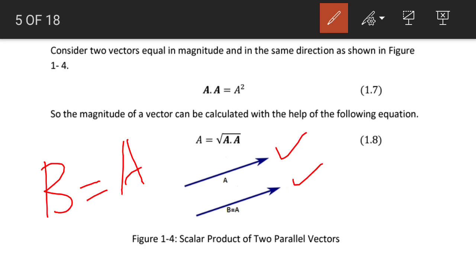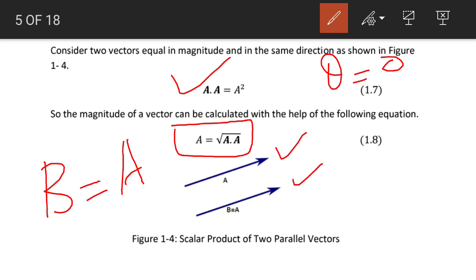So definitely A dot B will be equal to A dot A, and A dot A will be equal to the magnitude of A multiplied by the magnitude of A multiplied by cos of the angle between these two vectors. And we know that the angle between these two vectors is 0, so cos of 0 will be equal to 1. So A dot A will be equal to A square, and we can calculate the magnitude of this vector with the help of equation number 1.8.